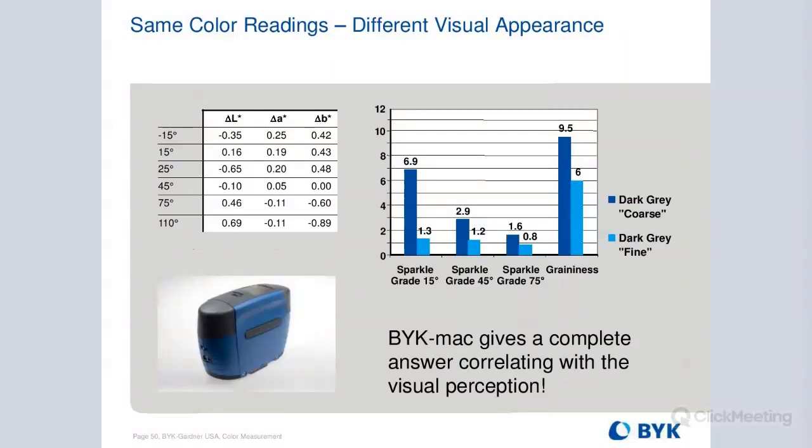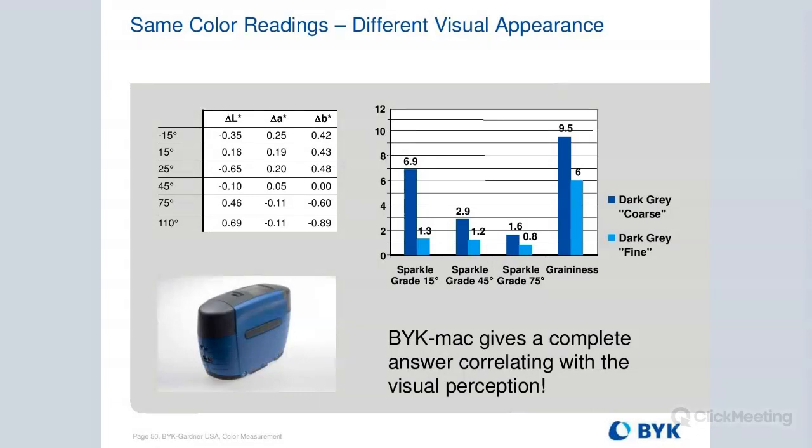Now, what's really important to remember is that I mentioned earlier that we can see perceptibility of about a half a unit in sparkle and graininess, but acceptability is around one.